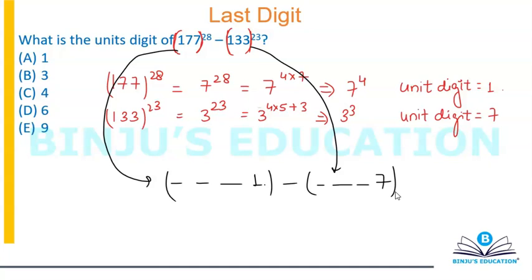Now what exactly is going to happen here is that you have a number ending in 1, and from that you're subtracting a smaller number ending in 7. So how do you subtract? You can't do 1 minus 7. So you'll take a carryover from the previous digit. When you take a carryover, this 1 will become 11. So when you do 11 minus 7, this will simply be equal to 4. So what's the unit digit? The unit digit is 4. So C is your answer.